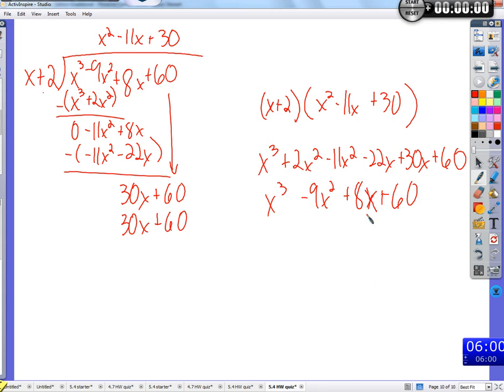So all this long division is doing is finding another factor that will multiply by the thing you're dividing by to get the original polynomial.